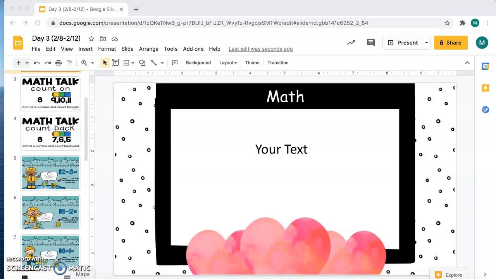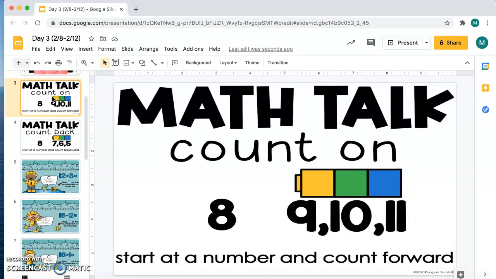So for your math, we're going to continue the idea of counting on when we're adding and counting back when we're subtracting, okay? So counting on, we're going to start at the number. So we would start at 8. And if we're adding 3, we're going to count on 9, 10, 11. And that gives us our answer of 11.